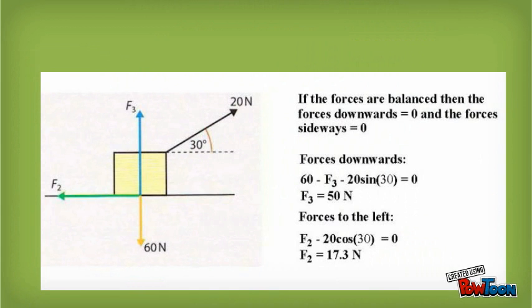so we can find the magnitude of the force F3, which is 50 newtons. If we look at the forces acting horizontally, well, we have just the horizontal component of the 20 Newton force, and that is being opposed by F2. So the horizontal component of the 20 Newton force is 20 cos of 30. So if we subtract that from F2, we must equal 0, and that results in the fact that F2 must be equal to 17.3 newtons.